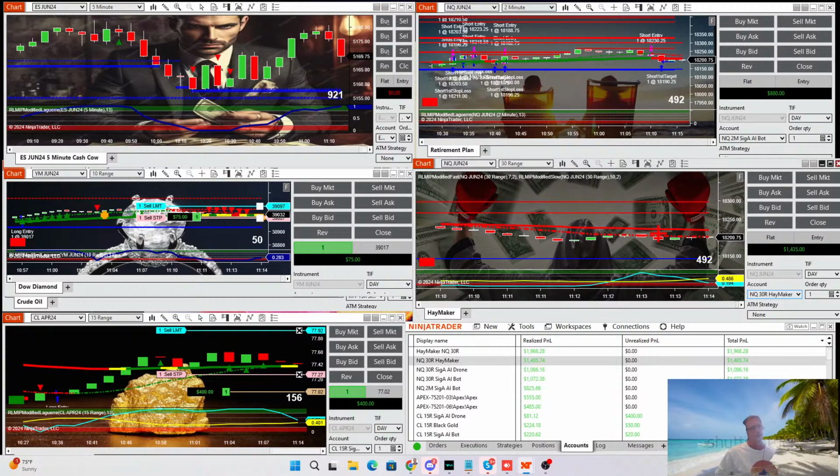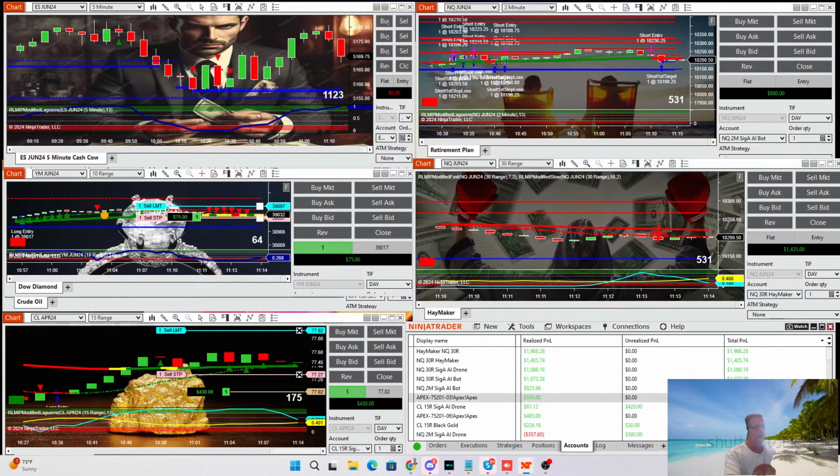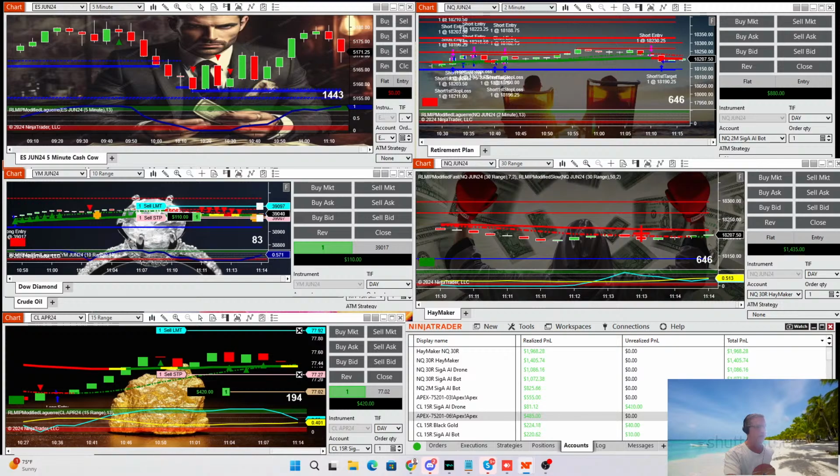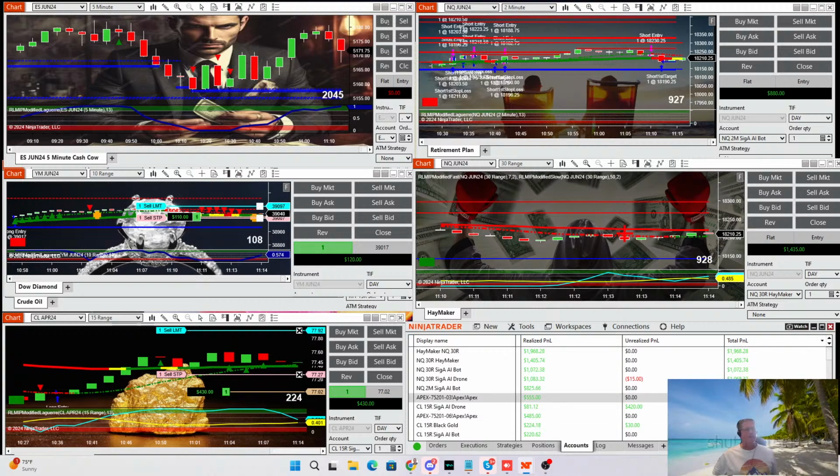Sometimes I'm a little too conservative, but you can see my two Apex accounts are here, 555 on one and 485 on the other. And I made that money using the haymaker. But once I reached it, I switched them back to the sim accounts, Jan. So even though I'm up on my Apex, I went back to my sim account for those last few winners.